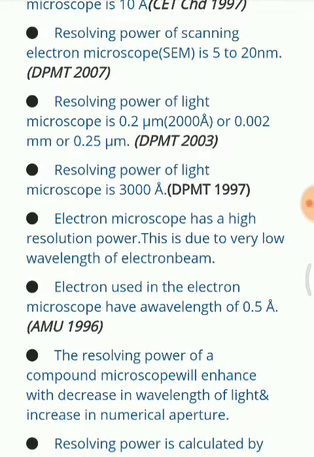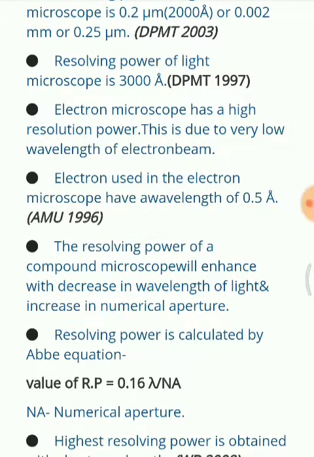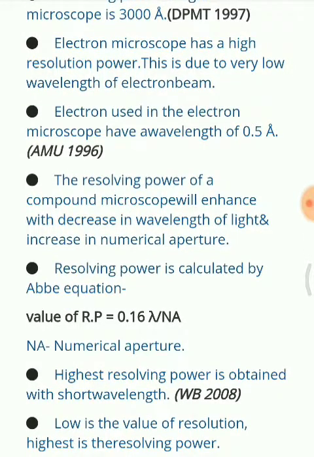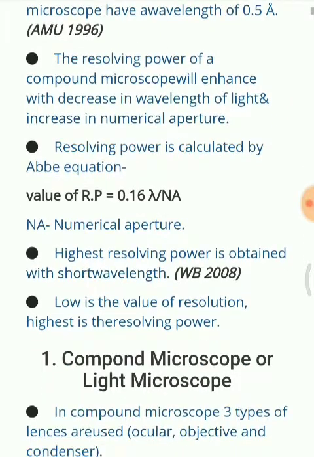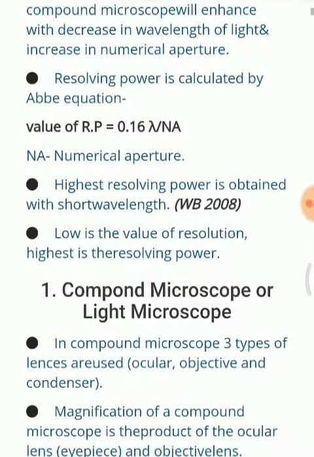The electron microscope has a high resolving power. This is due to the very low wavelength of the electron beam. Electrons used in electron microscopes have a wavelength of 0.5 angstrom. The resolving power of a compound microscope will increase with a decrease in the wavelength of light and an increase in numerical aperture. Resolving power is calculated by the Abbe equation. The value of RP is 0.61 lambda by NA, where NA is the numerical aperture. The highest resolving power is obtained with a short wavelength. The lower the value of resolution, the higher the resolving power.